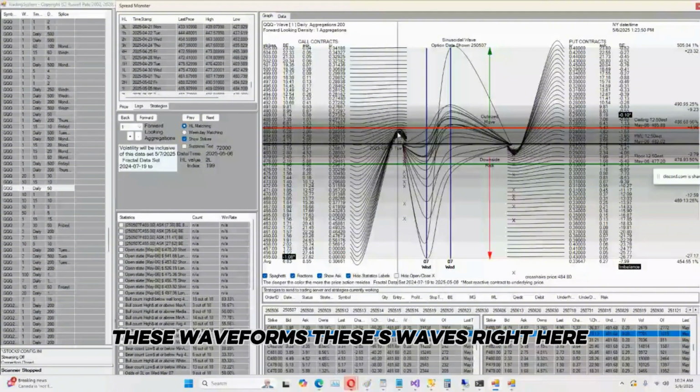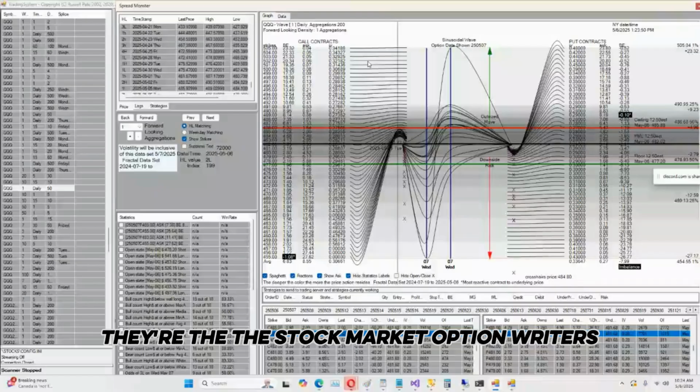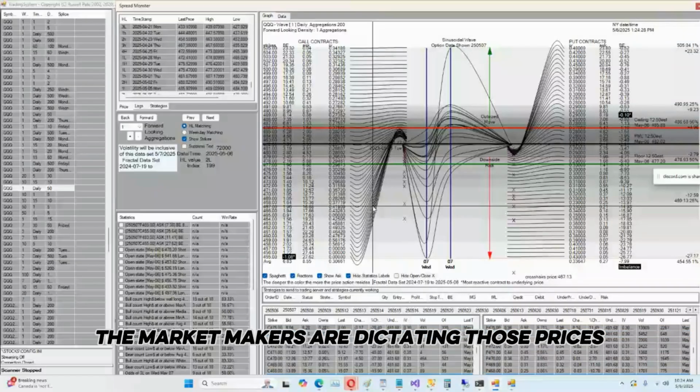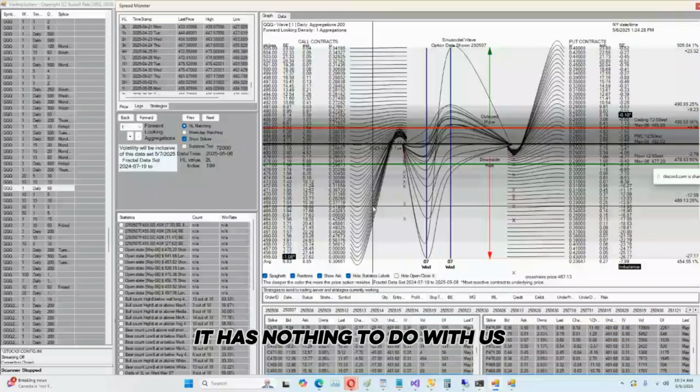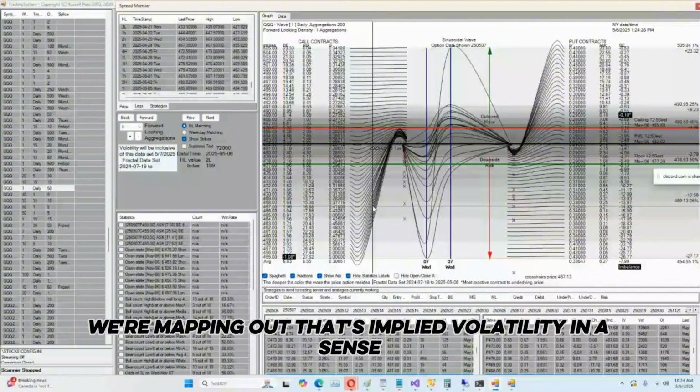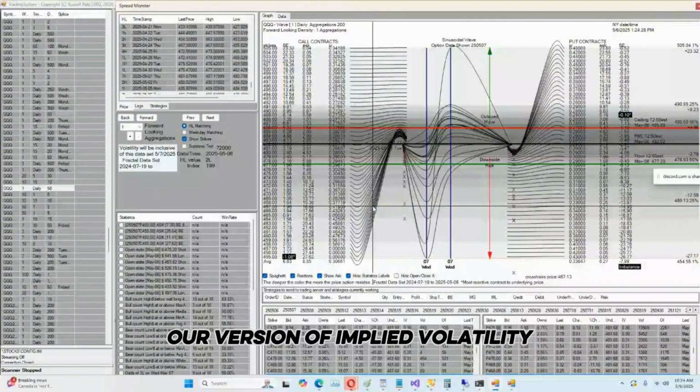These waveforms, these S waves right here, they're coming from the market. The stock market option writers, the market makers, are dictating those prices. It has nothing to do with us. We're just mapping them out visually. We're mapping out that implied volatility in a sense, our version of implied volatility.